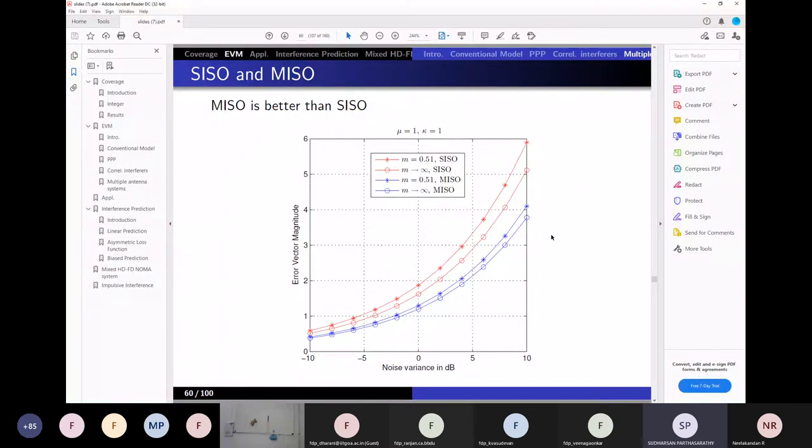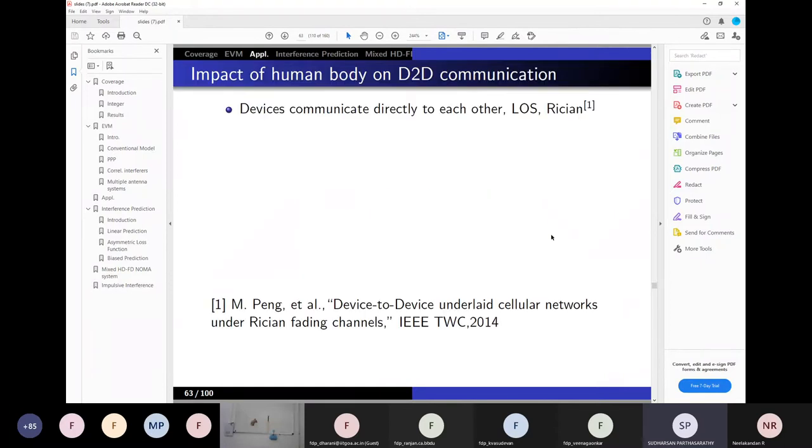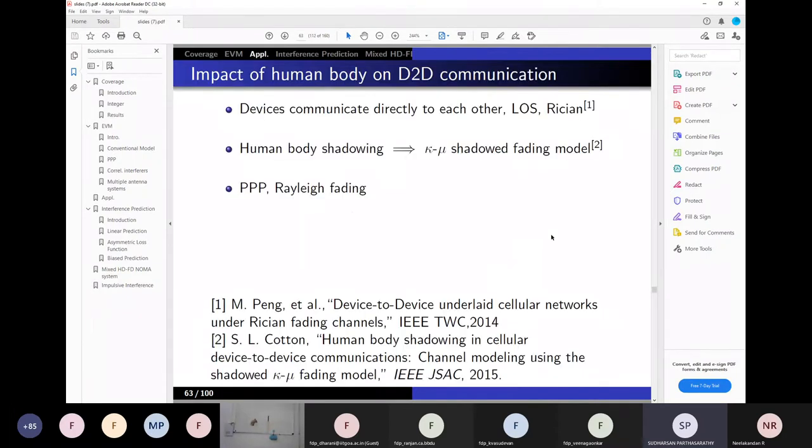That's what I wanted to tell; I have told it in this slide before itself. Slide number 61. The effect of shadowing decreases with increasing number of antennas. Slide number 62. So far we have seen kappa-mu shadowed fading as some abstract model that is used to generalize Rayleigh, Nakagami, Rician and all of that. But it also has application in real life. That's what we are going to see.